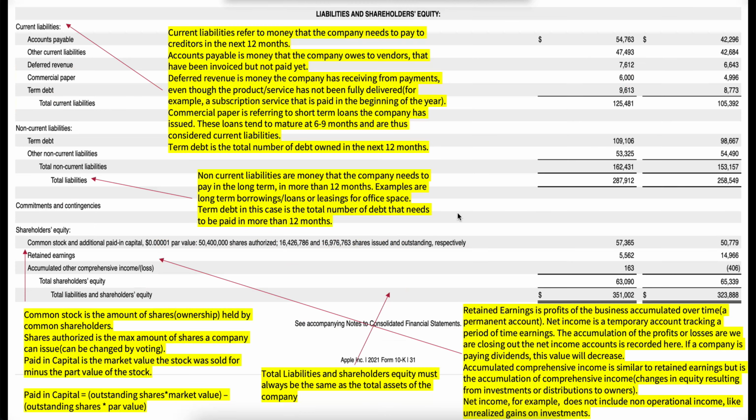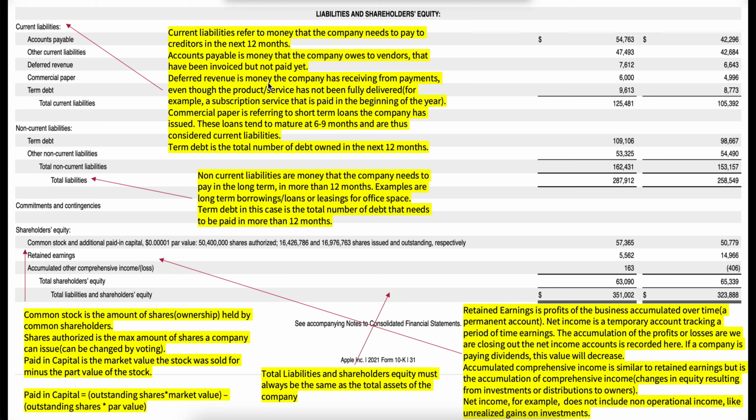Okay, moving on to a more complex section here, but bear with me, we're going to analyze everything so that you can fully understand what is going on. Over here, you will see a breakdown of the company's liabilities and shareholders' equity.